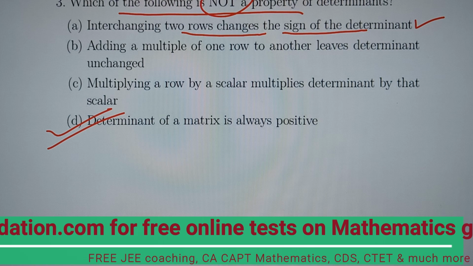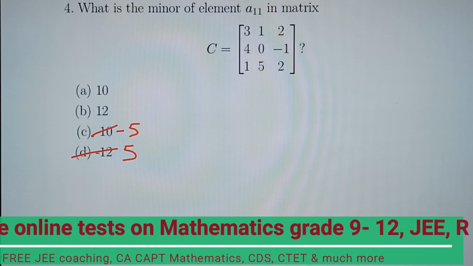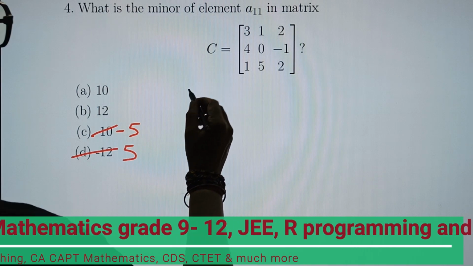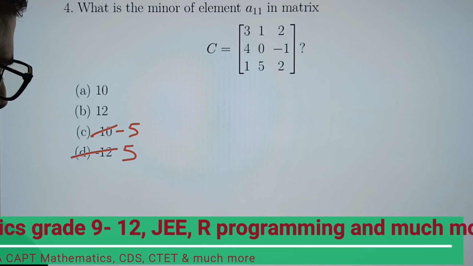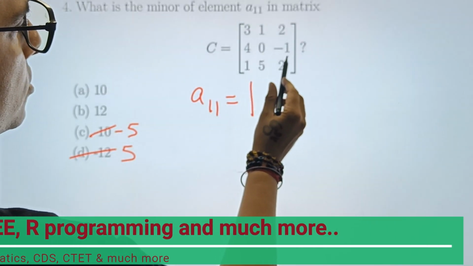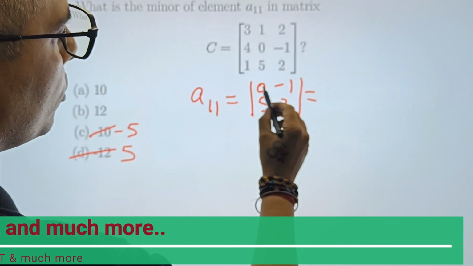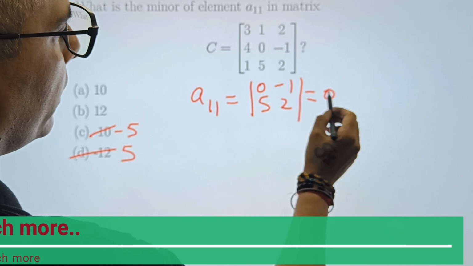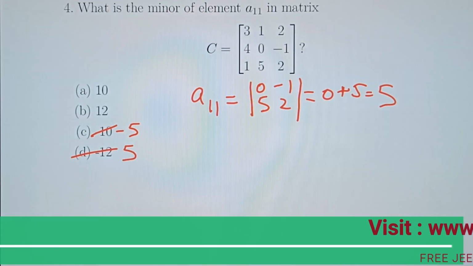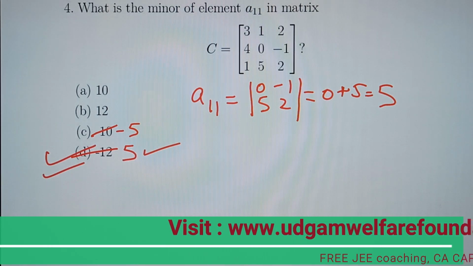Now let's move towards question number 4. So students, this is our question number 4 on this particular case study. What is the minor of the element A11? The minor of the element A11 will be 0, minus 1 and 5, 2. Very simple. So 0 into 2 is 0, minus minus is plus 5. Very simple. So 5 is our answer. Therefore option D is our correct option here.